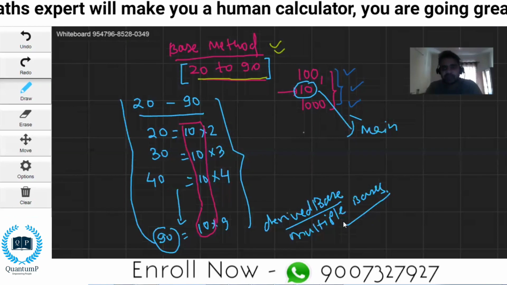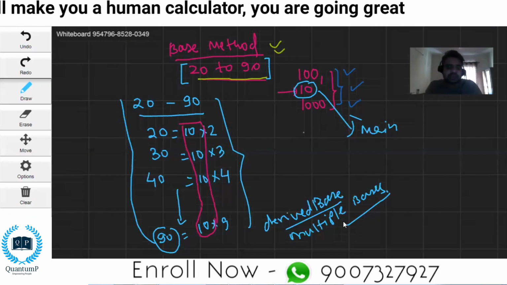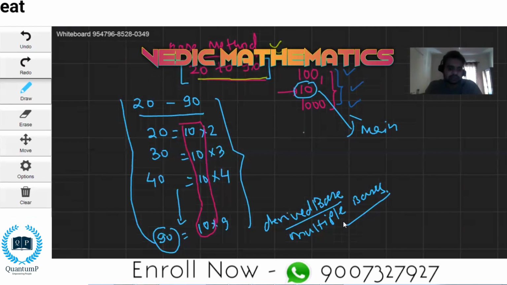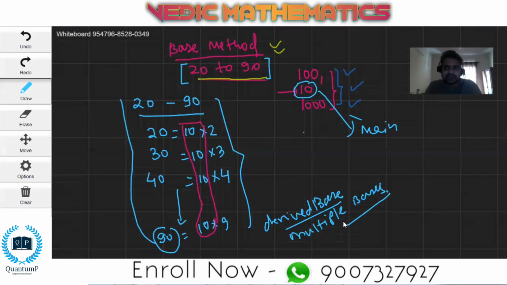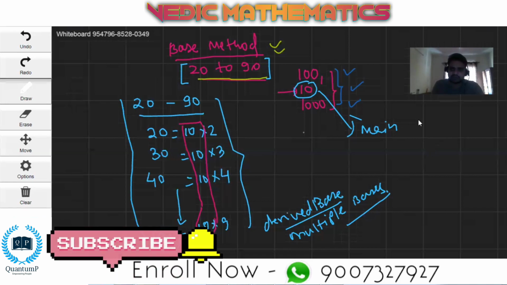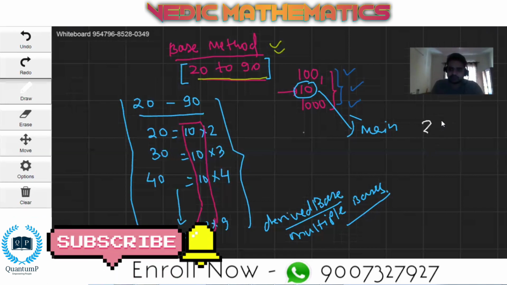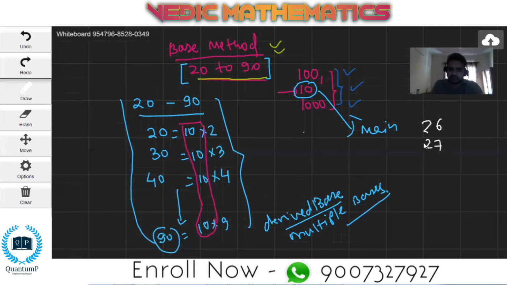It means that in the background we'll use the concept of 10 only, but at the last moment we'll change that to 20, 30 respectively. It depends on the numbers. Okay, so let's have some sums. I'm just taking one sum. Suppose we have to do 26 times 27. We have to multiply this.